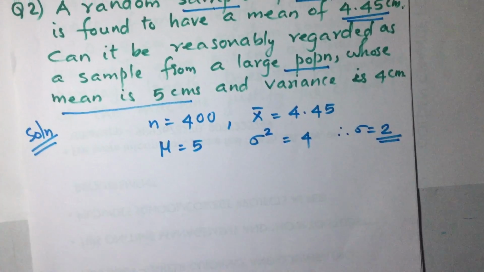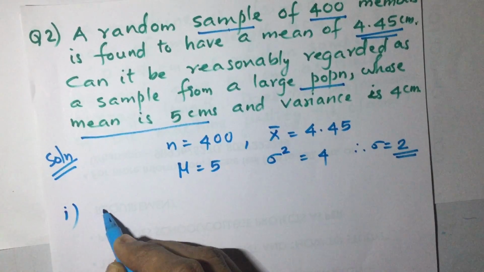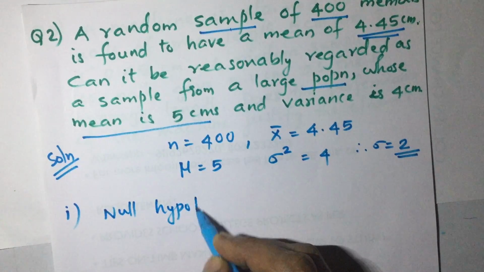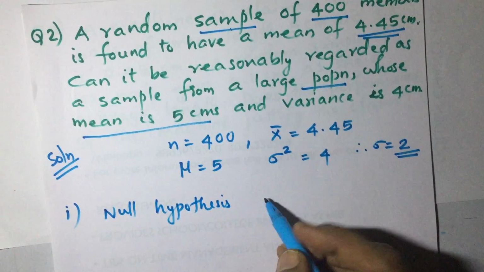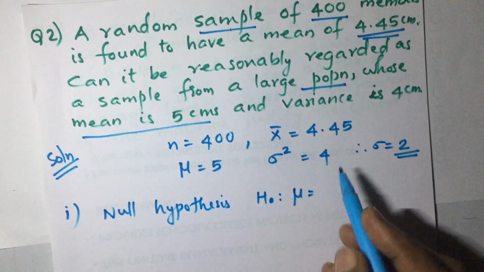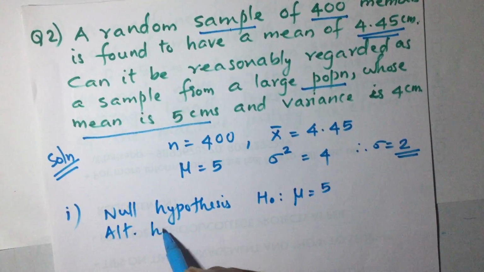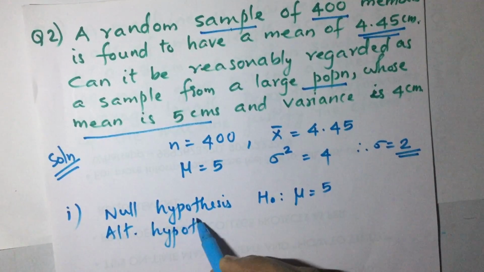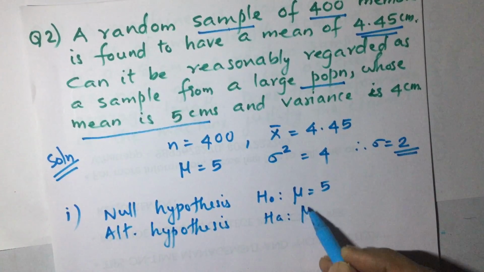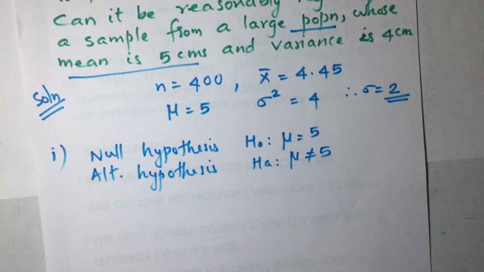Now the question is, can it be reasonably regarded as a sample from a large population? So we will assume the null hypothesis H0: mu is equal to 5, and the alternate hypothesis HA: mu not equal to 5.